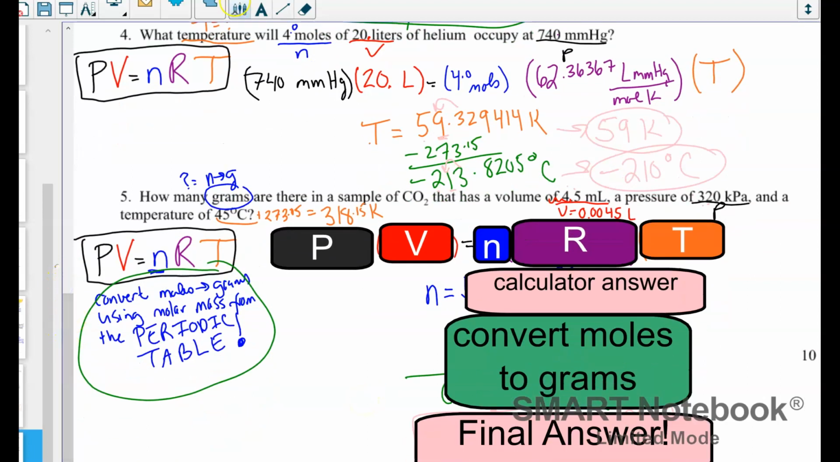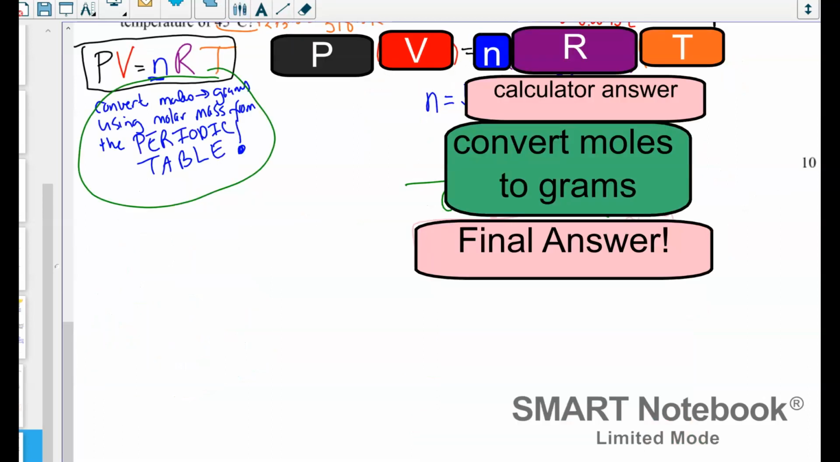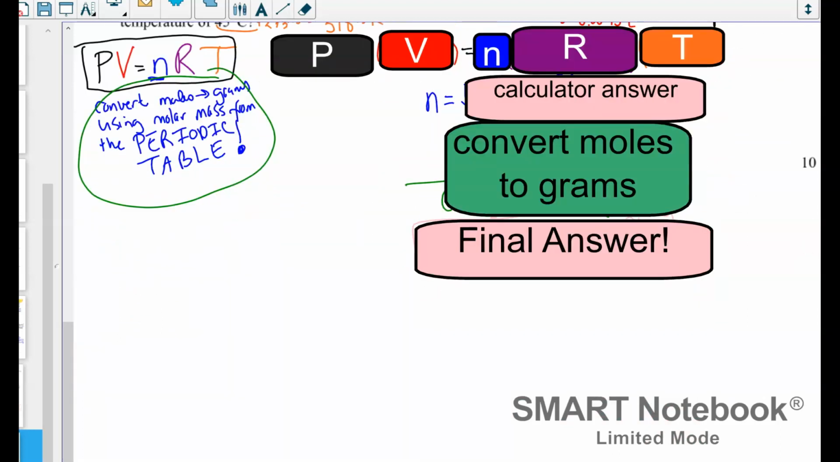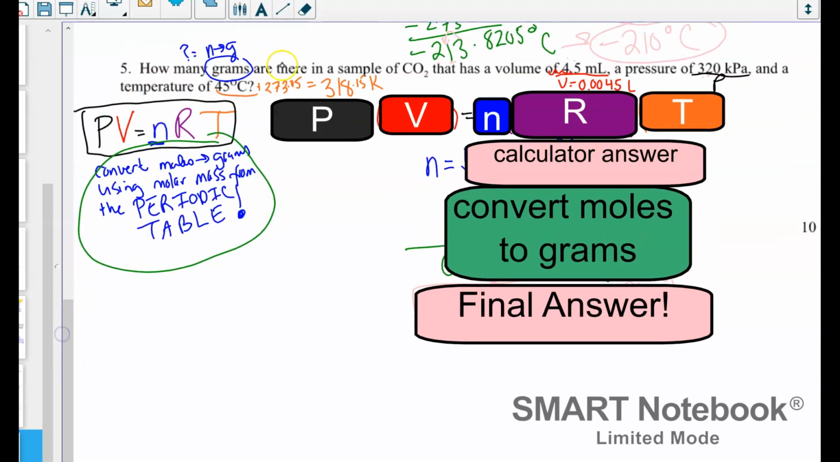So, how many grams? Now, this is different. We haven't asked you for grams before. Let me extend the page a little bit here. Oop, too much. How many grams are there in a sample of CO2 that has a volume of 4.5 milliliters, a pressure of 320 kPa, and a temperature of 45 degrees Celsius?